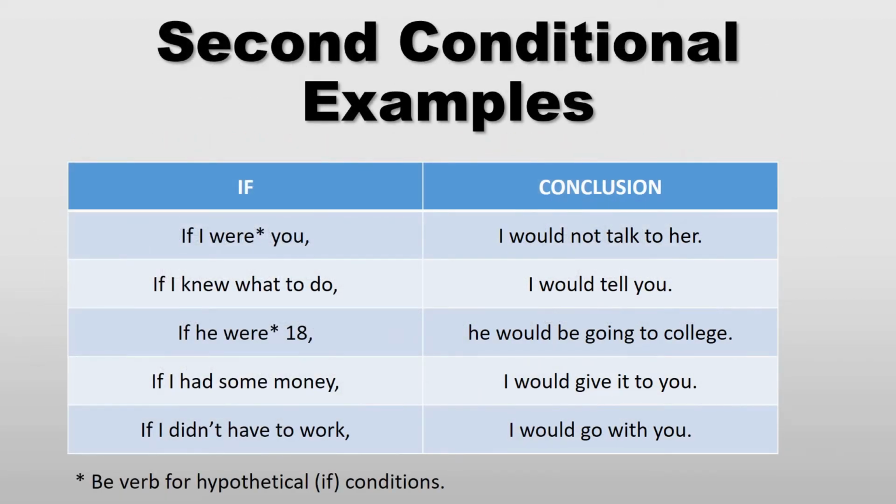Here are some second conditional examples. If I were you, I would not talk to her. If I knew what to do, I would tell you. If he were 18, he would be going to college. If I had some money, I would give it to you. If I didn't have to work, I would go with you.